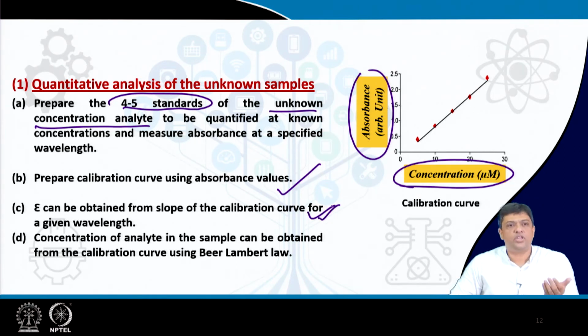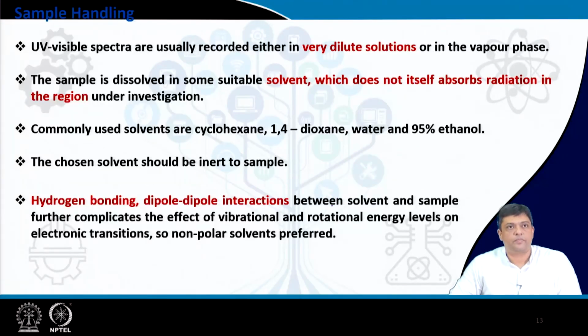And the concentration of an analyte in the sample can be obtained from the calibration curve using the Beer-Lambert law. If you now have another solution where the same substance is dispersed, but the concentration of that substance is not known in the solution, that is the way you perform this analysis.